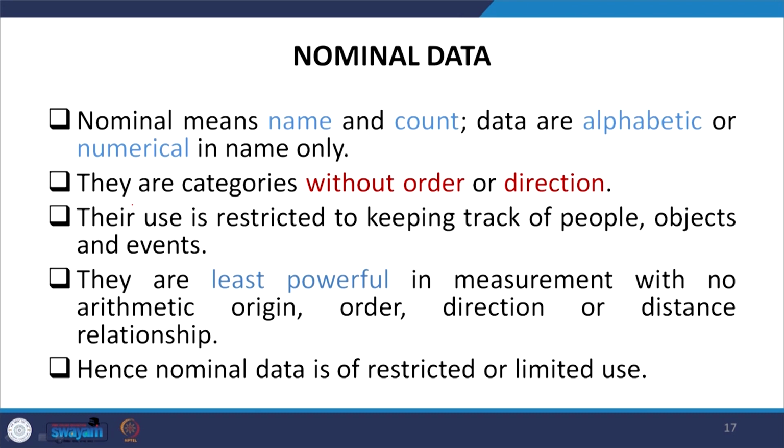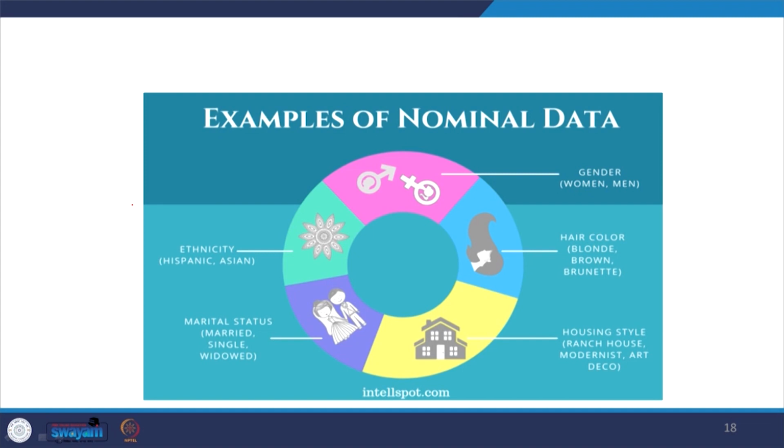So, therefore, they are the least powerful in measurement, with no arithmetic origin or order, direction or distance relationship. Now, this is the example of nominal data. I have already discussed those, you may go through these.